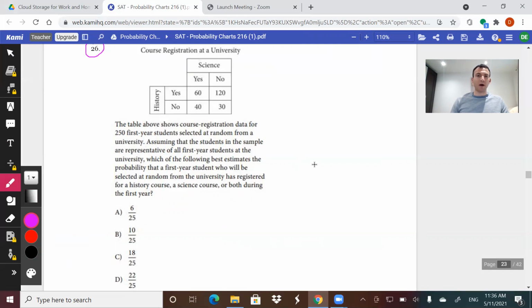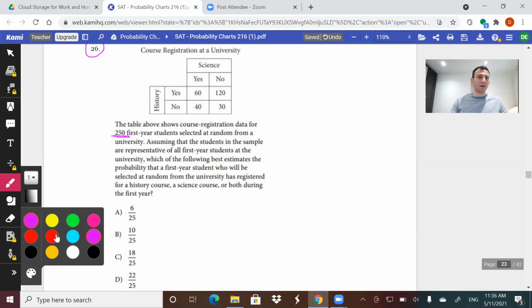So it says the table above shows course registration for 250. Always pay attention to that if they just add it up for you. Students selected at random from a university. Assuming that the students in the sample are representative of all first-year students at the university, which of the following best estimates the probability that a first-year student who will be selected at random from the university has registered for a history course, a science course, or both during the first year?